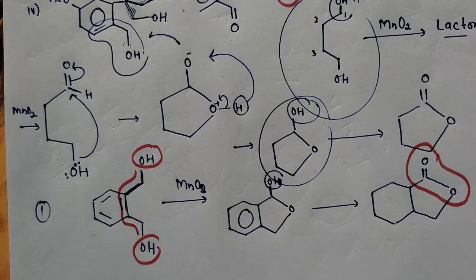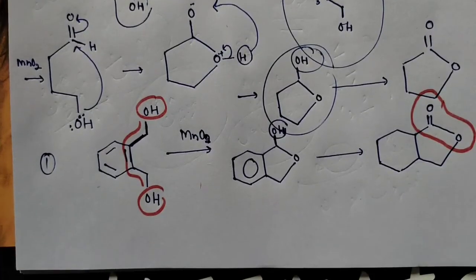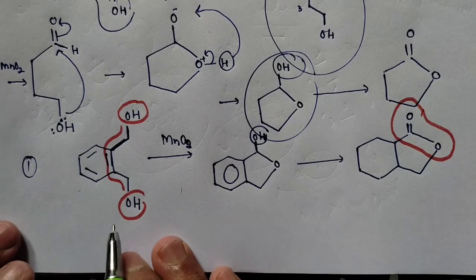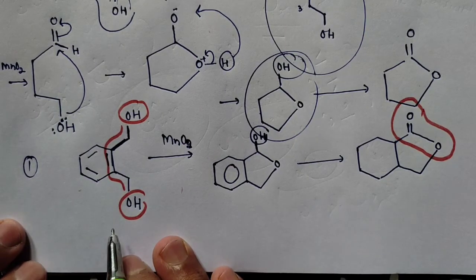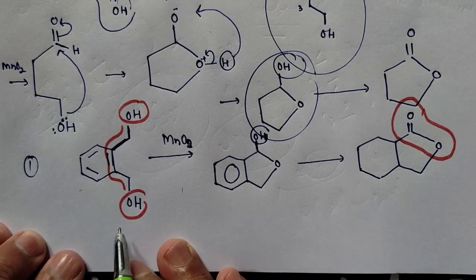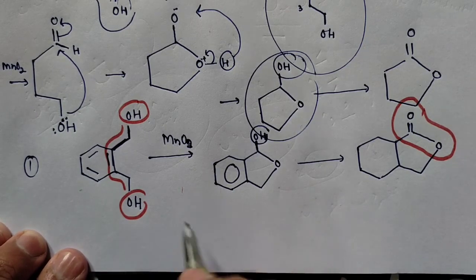And let's take some more examples. Let's take some more examples regarding this lactone. Let's say we have a group like this type of group.